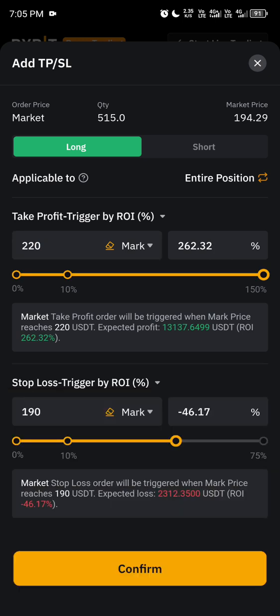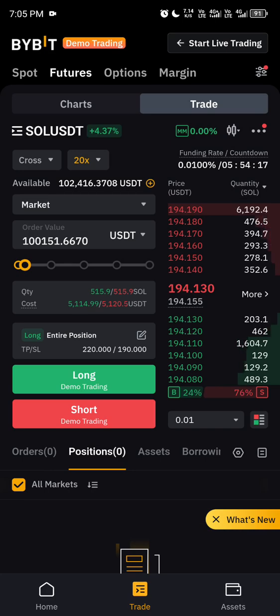Now, can you see this is a very high risk to reward ratio? That's why I didn't use 1:2 or something. A very high risk to reward ratio. So now my take profit is at 220. I'm buying at 195 or something and I want to sell at 220. You see, that's a very high risk to reward ratio. Now you click on confirm and then we long.